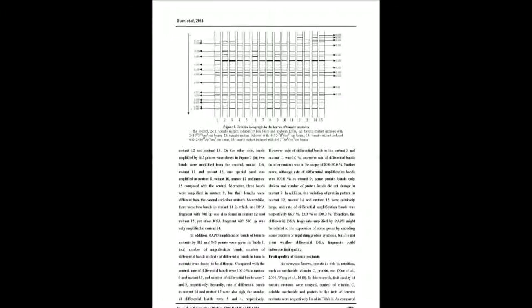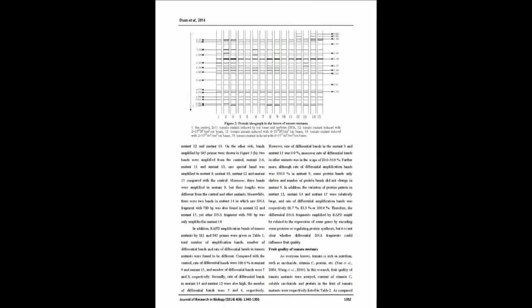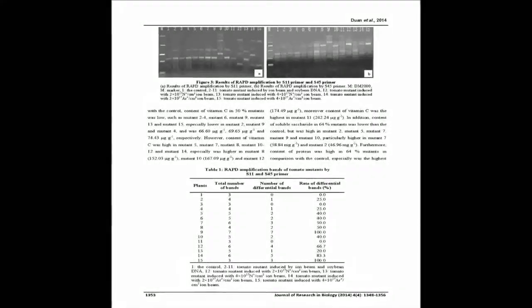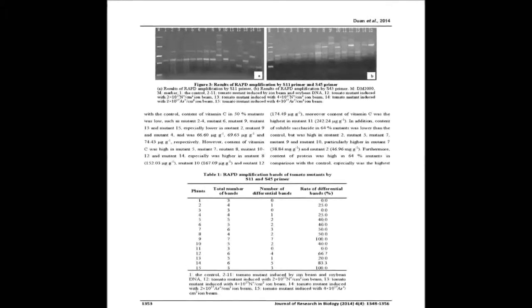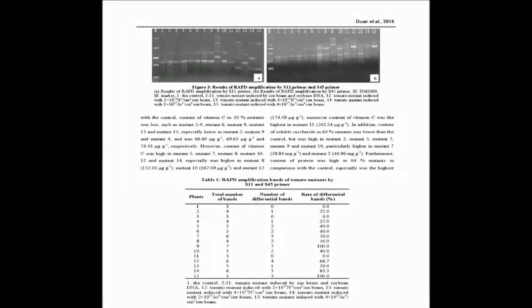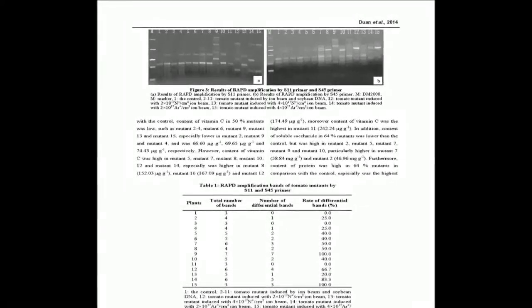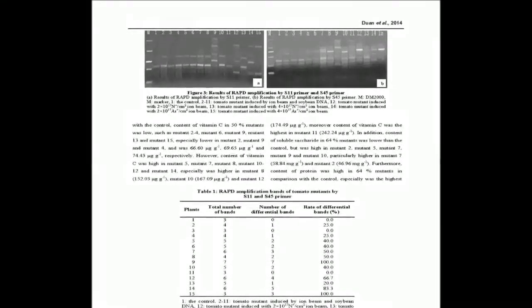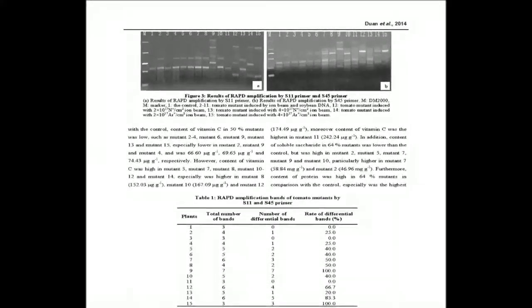In addition, content of vitamin C, soluble saccharide and protein were different, and fruit quality was multifarious in the fruit of mutants compared with the control. Mutant 7 has better comprehensive nutritional quality of fruit, whereas mutant 12 and 14 stand second.